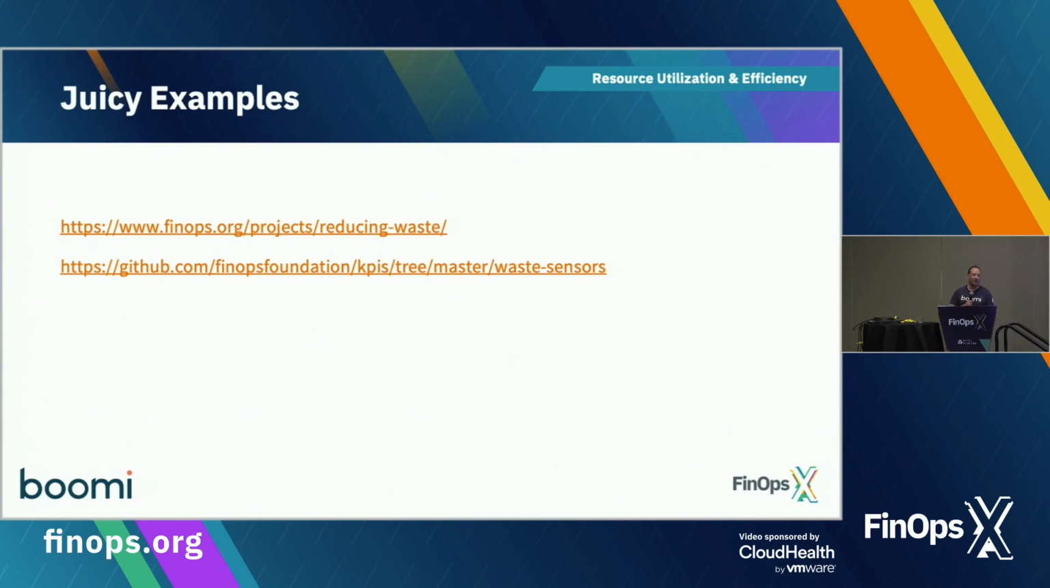So, some juicy examples. Here are a couple links. These are available on the FinOps website. And one was from the working group. There are a number of examples out there. Everything from how to use the AWS Marketplace to optimize your software licensing, so you're not buying all these licenses and then putting them on the shelf only to use them when you need them, which is a much more efficient way. To just general information about idle resources.